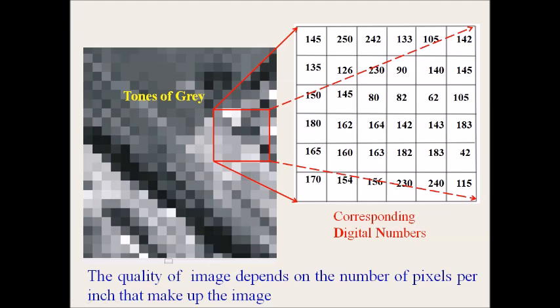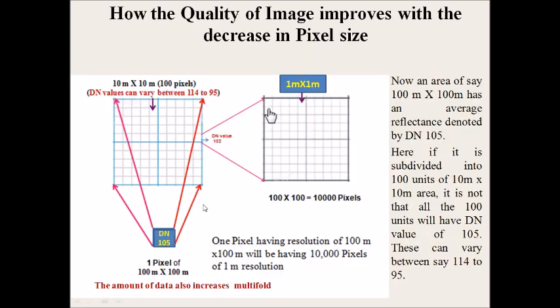So the quality of image depends upon the number of pixels per inch that makes up that particular image. Now we'll try to understand how the quality of the image improves with the decrease in the size of the pixel.